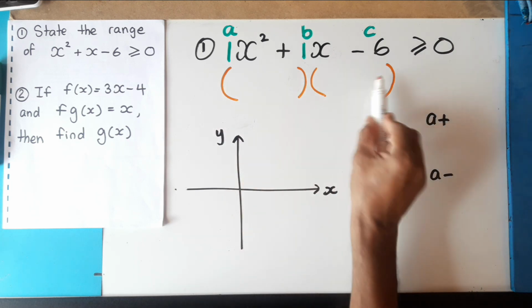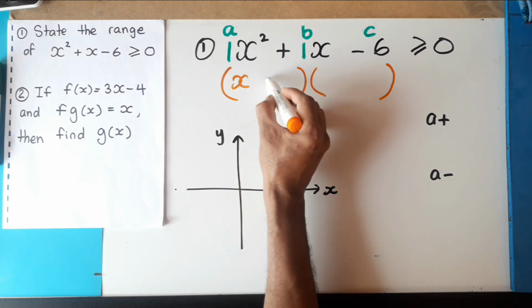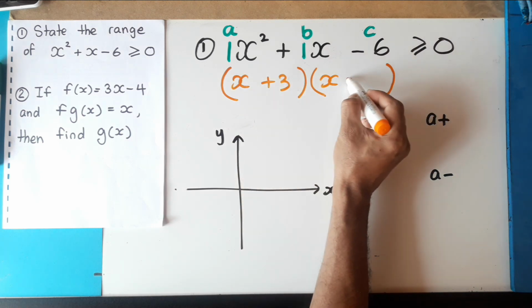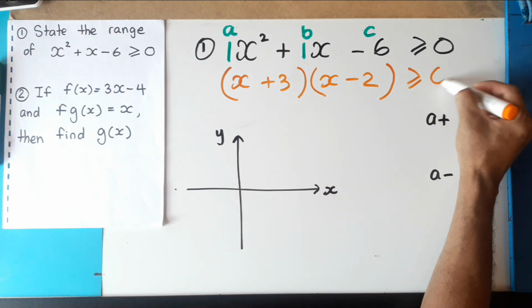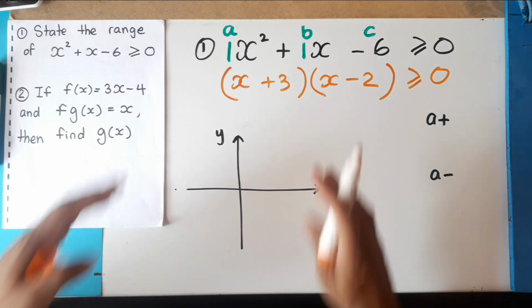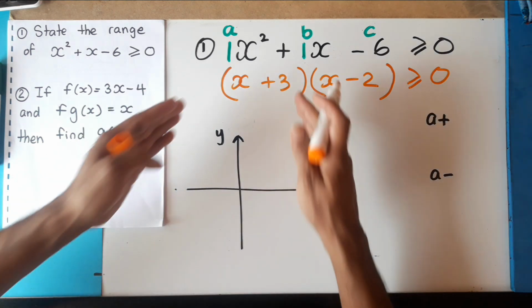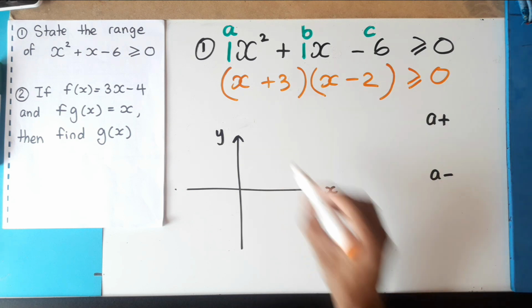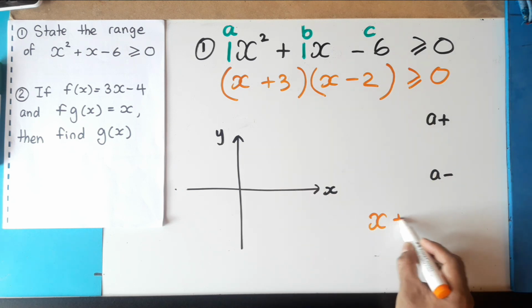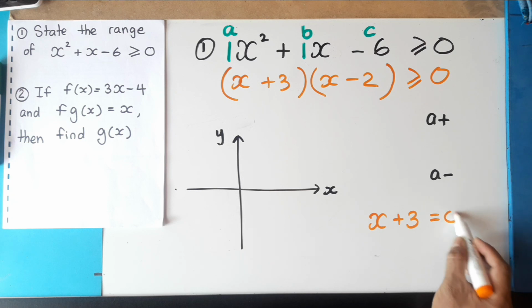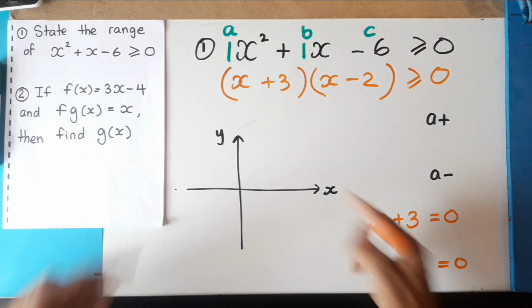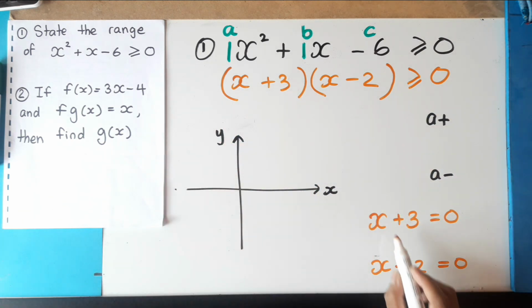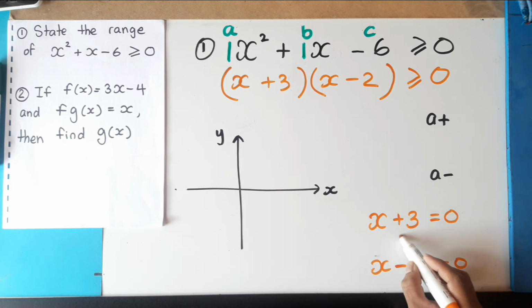If you were to factorize this quadratic, you would get x plus 3 and x minus 2. Of course, this whole thing is more than or equal to 0. Once you factorize the quadratic, to solve it, you put each bracket equal to 0. So in this case, x plus 3 is equal to 0 and x minus 2 is equal to 0. I just put each bracket equal to 0 and solve for x. This is going to be super easy to solve for x.